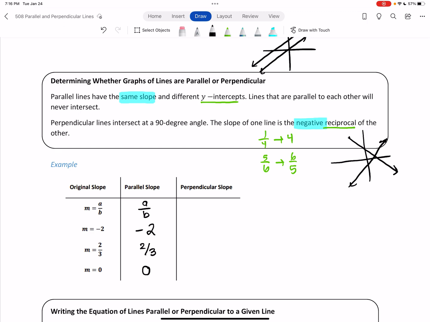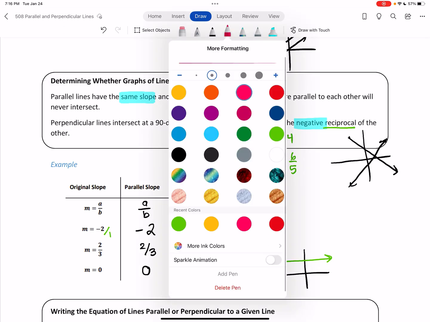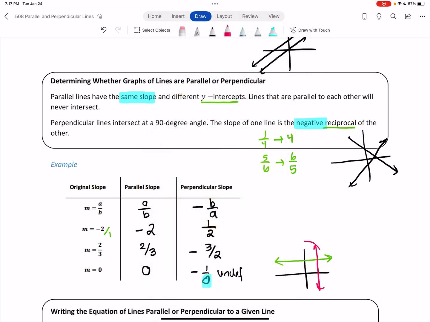Okay, if I'm doing perpendicular lines, I need the negative reciprocal. So change the sign and flip it over, okay? -2 is like -2/1. So change the sign, positive, and flip it over, 1/2. Change the sign, negative, flip it over, 3/2. Slope of 0, change the sign, negative, flip it over. Uh-oh, you can't divide by 0, right? This is undefined. Remember, a line that has a slope of 0 will be horizontal. A line perpendicular to that will be vertical, which means it has an undefined slope.